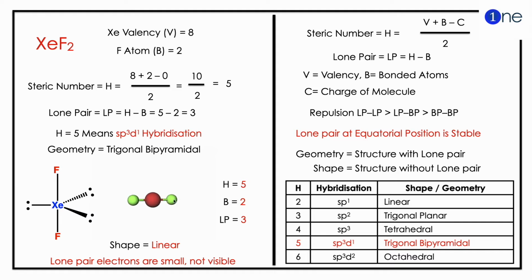and 3 lone pairs. So the lone pair theory is that lone pairs always come in the equatorial position, so you end up with a linear structure, because in the trigonal bipyramidal structure lone pairs are not visible. So the structure of xenon difluoride is linear.